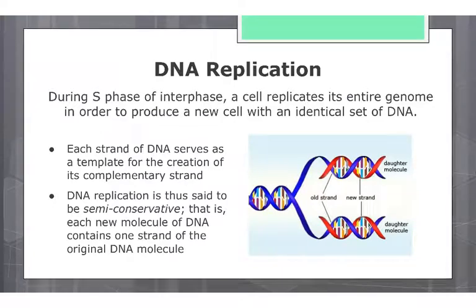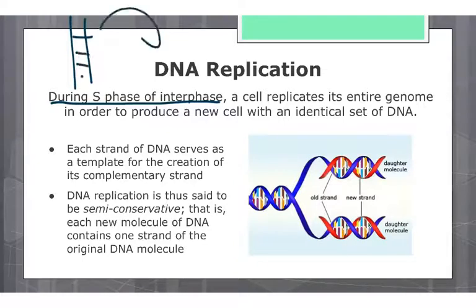So the first thing that we are going to talk about is DNA replication. DNA replication happens during S phase of interphase. A cell replicates its entire genome. So what we need to look at is we have a DNA strand here. It's going to replicate into two DNA strands, and they're identical.